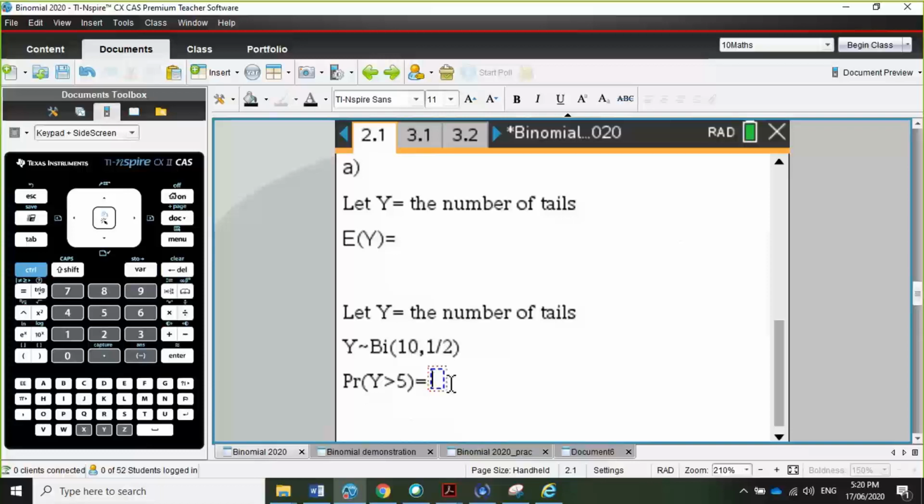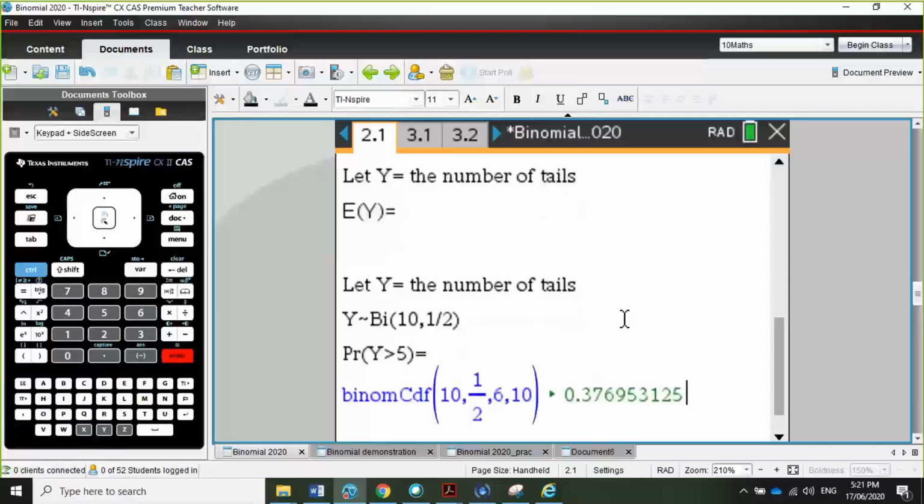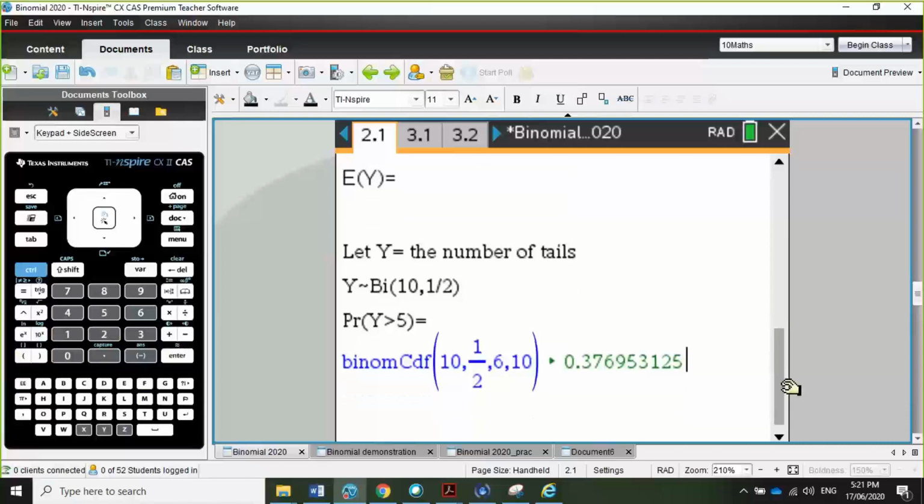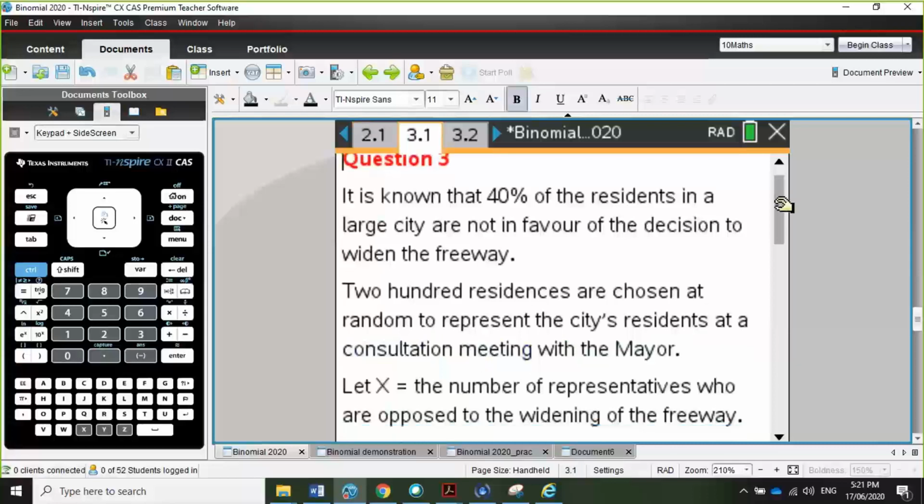The probability Y is greater than 5, and we can use the handy little inbuilt probability function that we discovered before. It's Binomcdf, which you can type in if you are brave enough. The syntax is the number of trials, the probability of success, the lower bound, and then the upper bound. So the probability that we get more tails than heads would be 0.376953, et cetera. Rounded to 4 decimal places, 0.3770.